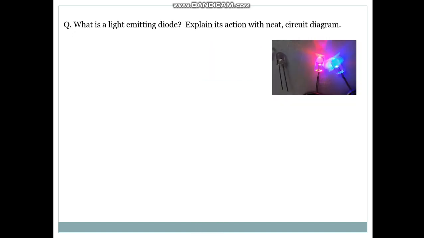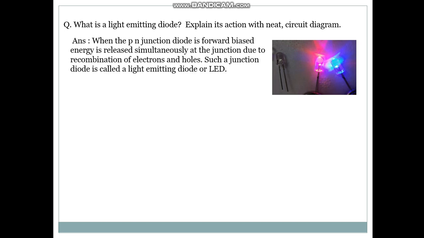What is a light emitting diode? What is the action? Let's see that. When a PN junction diode is forward biased, energy is released simultaneously at the junction due to the recombination of electrons and holes. Such a junction diode is called a light emitting diode or an LED.